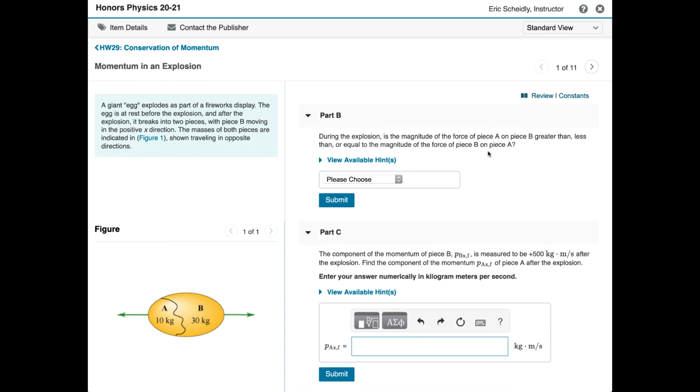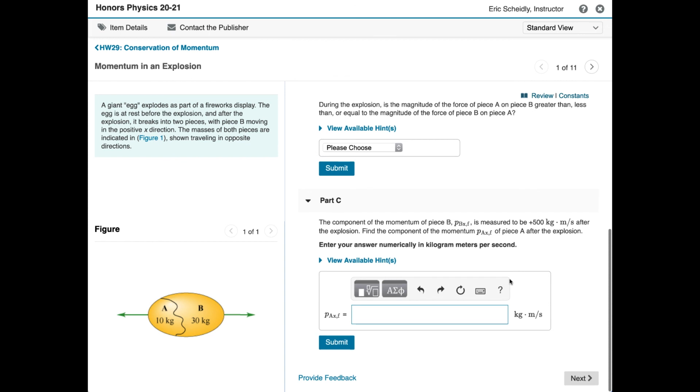In part B, during the explosion, is the magnitude of the force of piece A on piece B greater than, less than, or equal to the magnitude of force B on A? This is Newton's third law. Newton's third law, in some way, is the basis of the law of conservation of momentum. It states that for every action, there's an equal and opposite reaction. These two pieces, A and B, exert equal and opposite forces on each other at every instant in time.